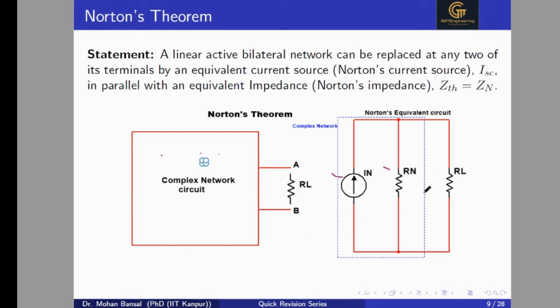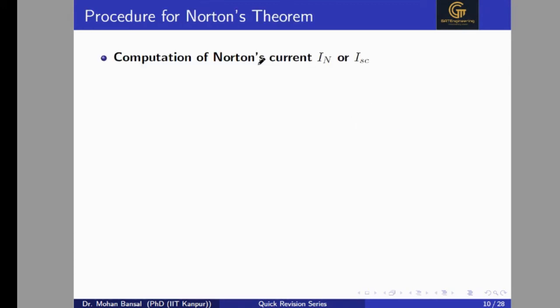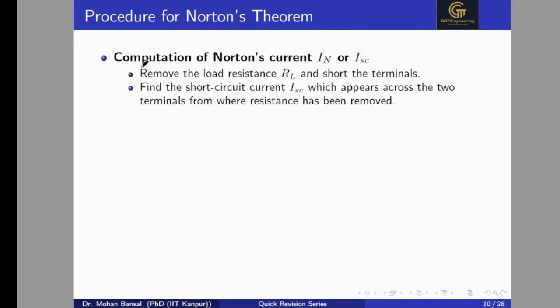So we'll find out IN and RN. What is IN, what is RN, how can we compute them? This is the procedure for computation of IN and RN. We compute IN first by removing the load resistance RL and shorting the terminal. Previously in Thevenin's theorem, we opened the terminals. Now we will short the terminal and find out the current ISC or IN in that terminal. ISC means short circuit current and IN is Norton's current. So in that terminal we will find out the short circuit current, or Norton current.